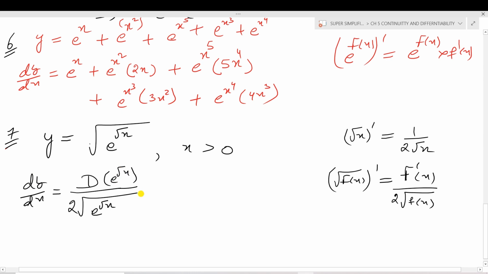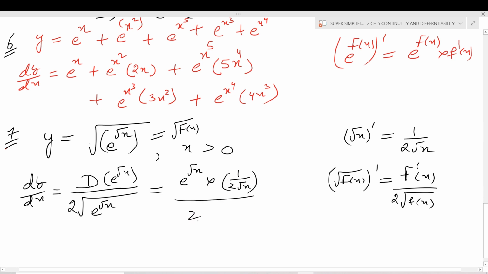So you can see this was f(x). E raised to the power root x is f(x). So this expression becomes equivalent to root of f(x). So its derivative is 1 upon 2 root f(x) into the derivative of f(x), that is the derivative of e raised to the power root x. Now the denominator is alright, we have to write the derivative of e raised to root x. Derivative of e root x will be e root x into the derivative of root x, which is 1 upon 2 root x, divided by 2 root of e root x.